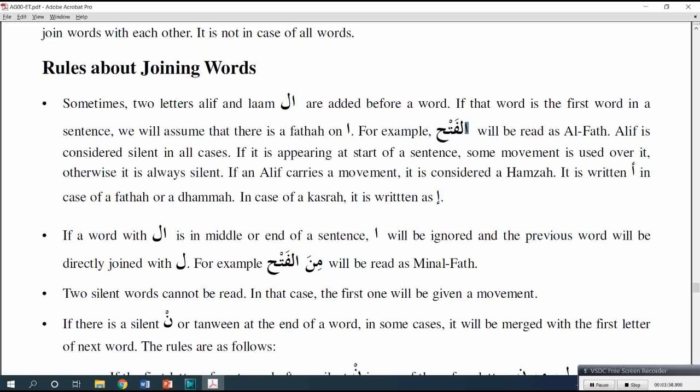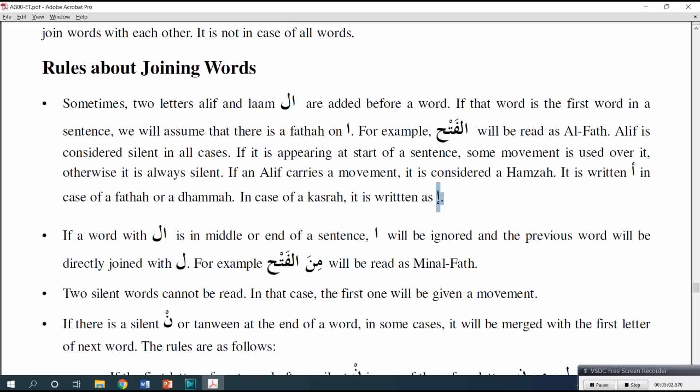Similarly, if some other word appears in that way, you'll have to call it in that way: al-fath, ash-shams, al-qamar, like this. If it appears at the start of a sentence, some movement is used over it. Otherwise, it is always silent. If an alif carries a movement, it is considered a hamza. It is written in case of a fatha or a dhamma. In case of a kasra, it is written as e, like this. So this is another style. If it appears in this way, you'll have to call it a. If it appears in this way, then you'll have to say e.